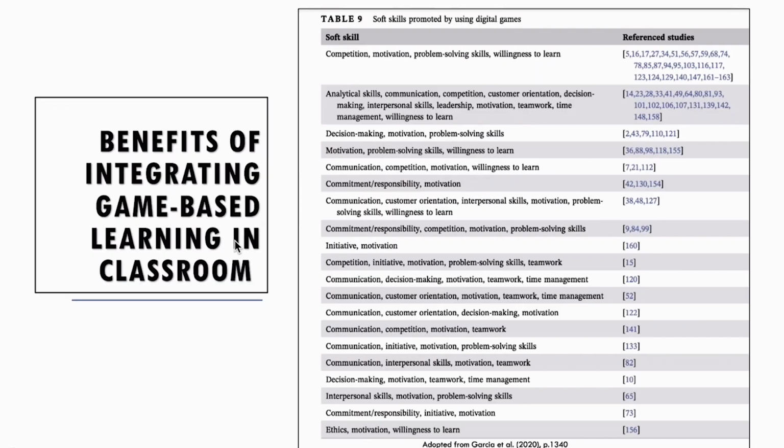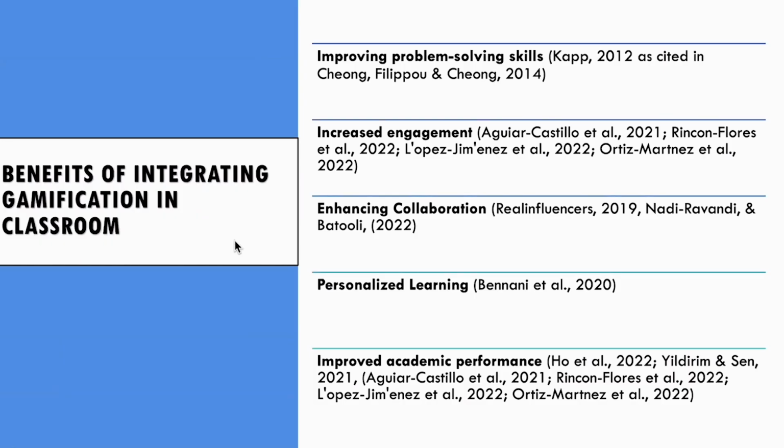For example, Garcia and colleagues in 2020 conducted a systematic literature review on soft skills promoted by game-based learning and found that there are some qualities that will be improved by using digital games in education, such as motivation, willingness to learn, competition, and problem-solving skills. Also, as you can see in many of the studies, communication skills and decision making have also increased after integrating games in education.